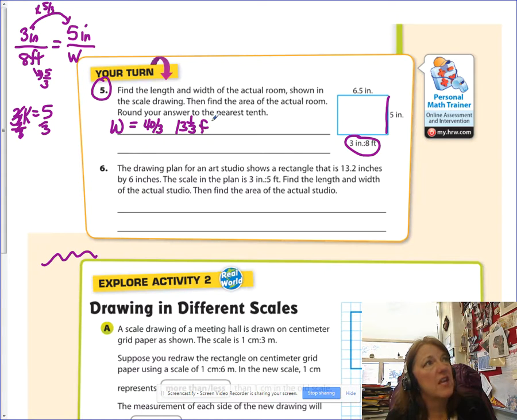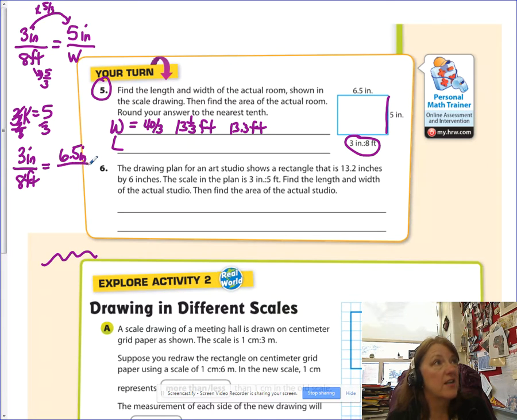And we're in feet. Now it said go ahead and round it to the nearest tenth. So if you look on your calculator, that's about 13.3 feet. That's the width. Let's find the length. Go back to my scale, 3 inches is to 8 feet. On this one, 6.5 inches is to, I don't know how many feet the length is. Hold your horses. You have to use a different multiplier this time. How do I get from 3 to 6.5?